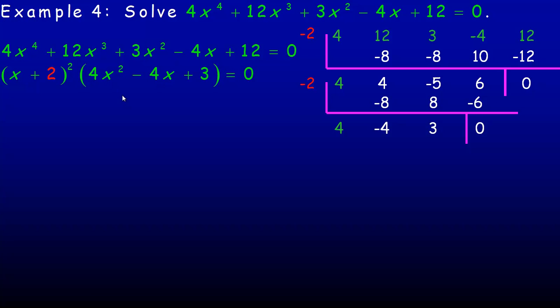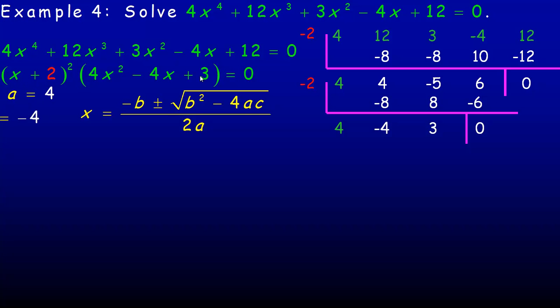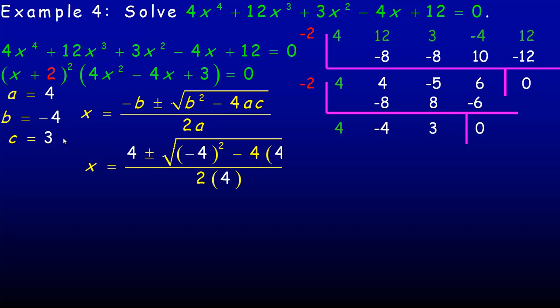Another thing that you need sometimes in solving polynomial equations is the quadratic formula. So I'm going to demonstrate that here. We could solve 4x squared minus 4x plus 3 equals 0 by using the quadratic formula. And so there's the quadratic formula. So a is 4, b is negative 4, and c is 3. And so we'll substitute those into the formula.